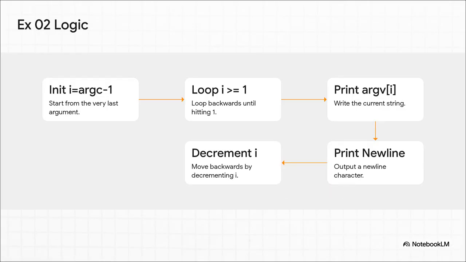Initialize i to argc - 1. Make sure your condition is i greater than or equal to 1 so you don't accidentally miss the very first user argument. Inside the loop, your printing logic is identical to before. The only change at the end of the loop is that you decrement your counter, i--, on each pass. It's a fantastic exercise to really get comfortable with array boundaries.